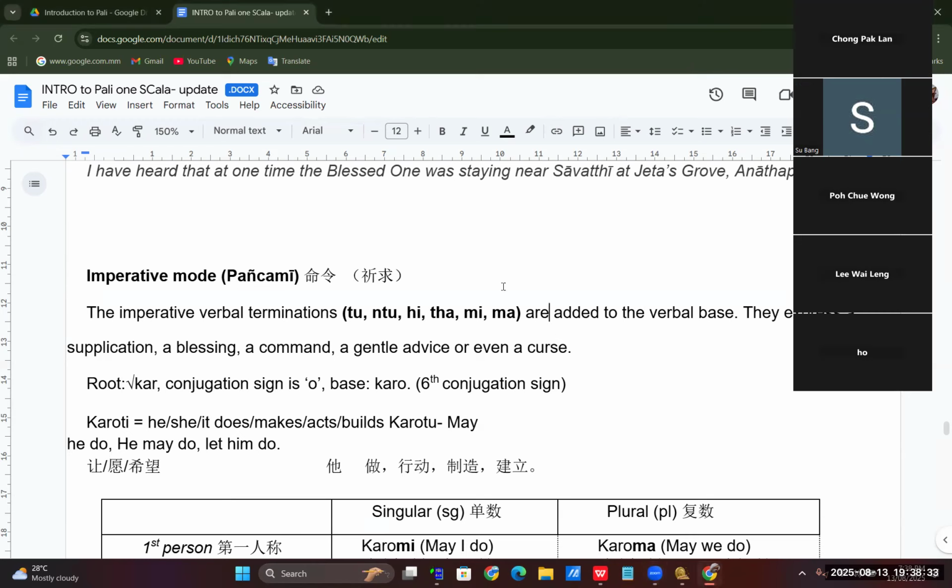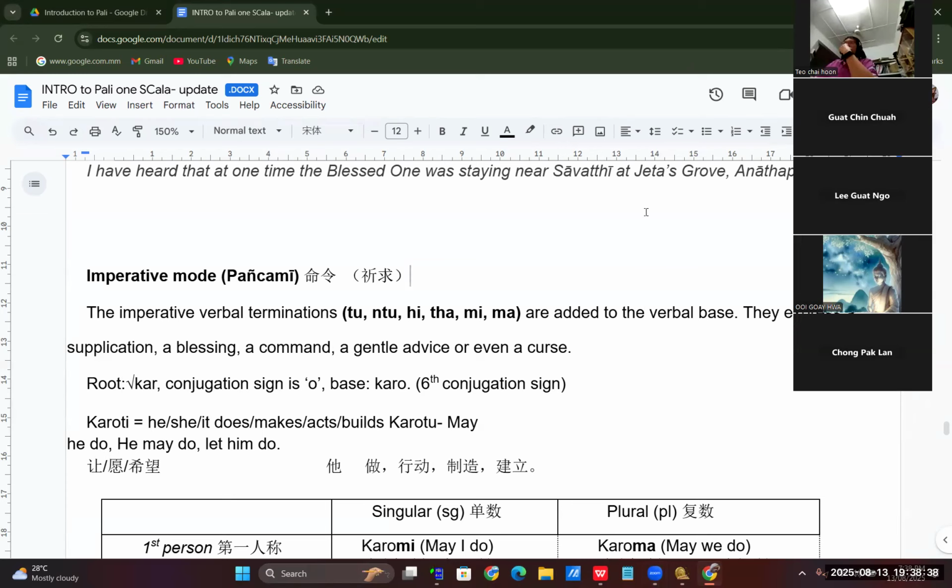Okay, we go for imperative mode. So I think you find it in lesson 6. Yeah, Pali Meiji.